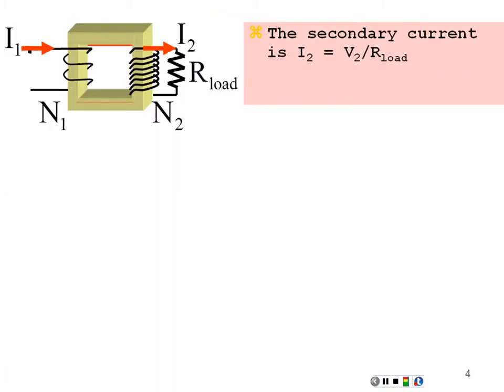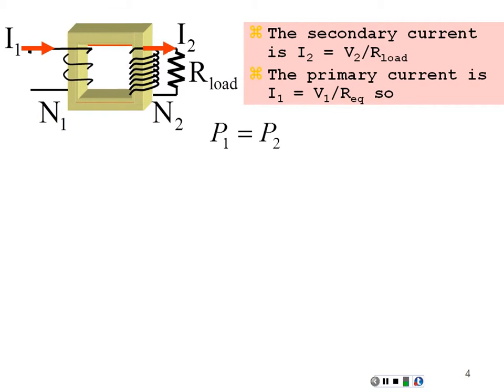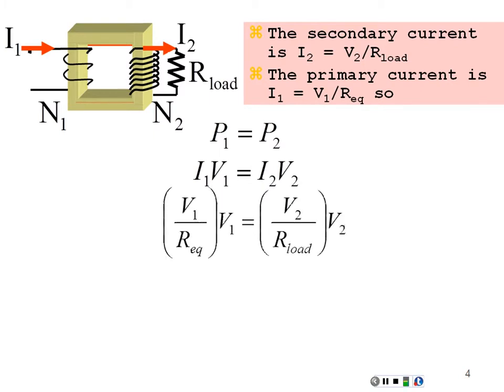The secondary current is going to be equal to the voltage of the secondary divided by the resistance of the load, whereas the primary current is going to be equal to the voltage of the primary divided by the equivalent resistance of the whole configuration. We're going to say that power 1 is equal to power 2: current I1 times voltage 1 is equal to current I2 times voltage 2. And we'll substitute in for our currents.